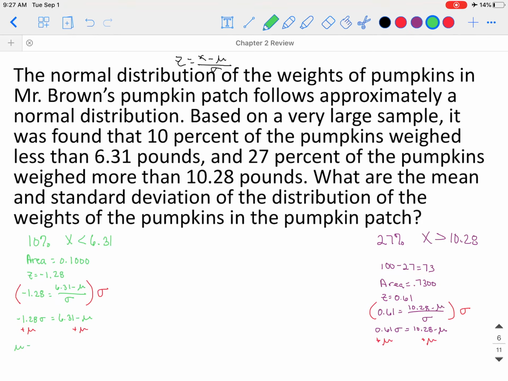So over here, we're going to have mu minus 1.28 sigma is equal to 6.31. On the other side, we're going to have mu plus 0.61 sigma is equal to 10.28. To get the mu by itself, over here we're going to add 1.28 sigma. Over here we're going to subtract 0.61 sigma. So our two equations that we're going to end up with are mu is equal to 6.31 plus 1.28 sigma, and mu is equal to 10.28 minus 0.61 sigma.